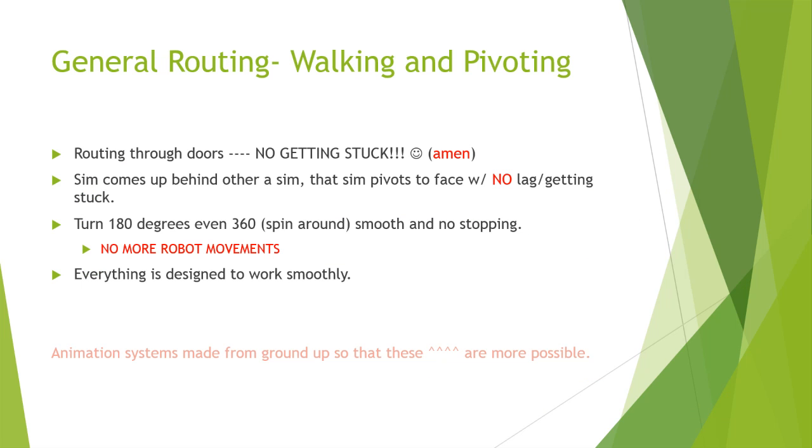Anyway, general routing. This is the exciting slide. Walking and pivoting. And when I mean pivoting, I mean turning around, turning 180 degrees, a 360 spin, whatever your Sims may do. Now, here's the big thing. I'm sure you guys are reading it. Routing through doors. For the first time, pretty much ever, you can take all 8 Sims of your household, put it in pause, tell each one of them to walk through the same doorway, hit play, and they can all figure it out.